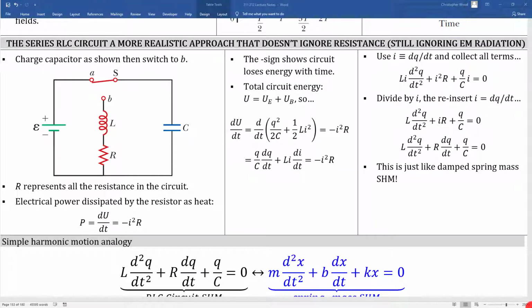So now we graduate to a more realistic situation. We're not going to ignore resistance.